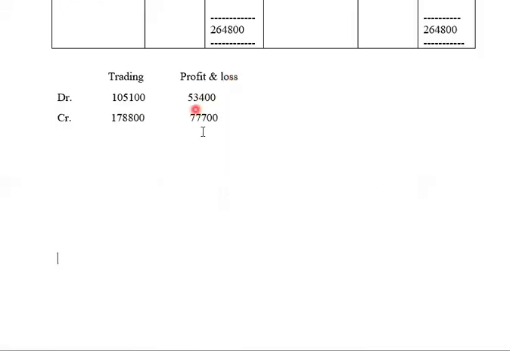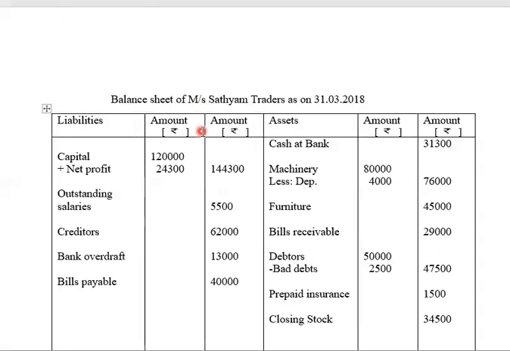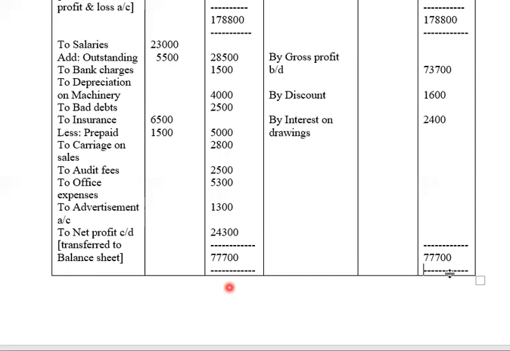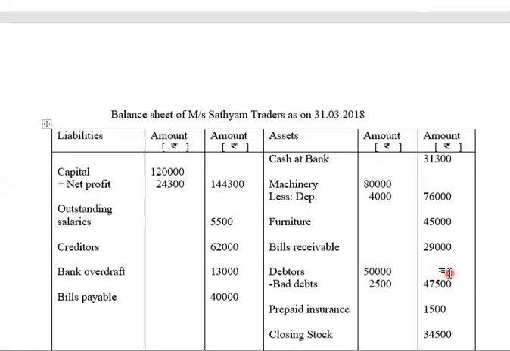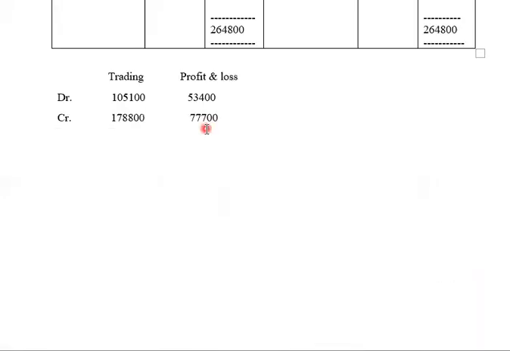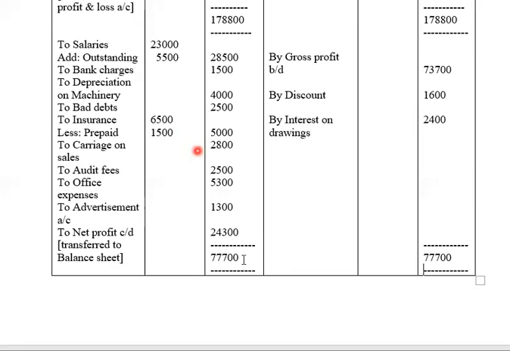In both, which total is more? 77,700 is more. So on both the sides we'll be writing the total as 77,700. Now subtracting 53,400 from 77,700: 700 minus 400, 300, 7 minus 3, 4, 7 minus 5, 2. So 24,300 is our net profit, which we'll write as to net profit carried down, and in brackets, transferred to balance sheet 24,300.